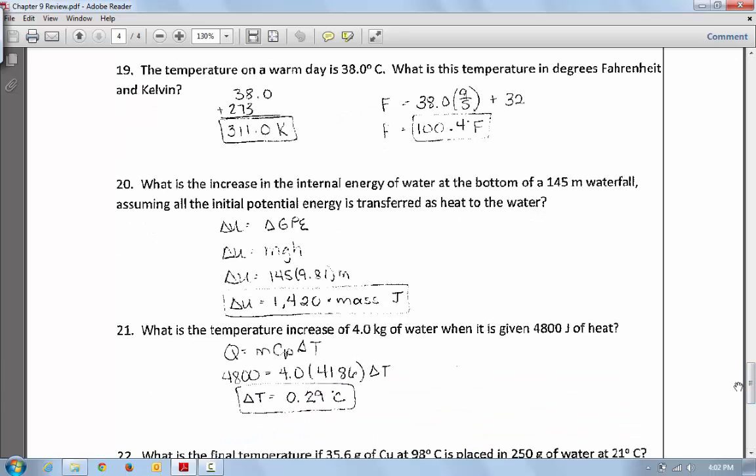Okay, the next one is a temperature conversion. So if it's 38 degrees Celsius and I have to find it in Kelvin, I would add 273. And since I have 1 after the decimal point, I would have 1 after the decimal point in Kelvin.